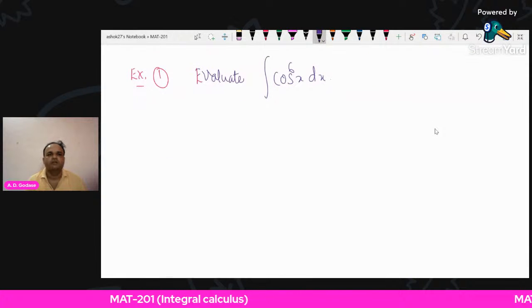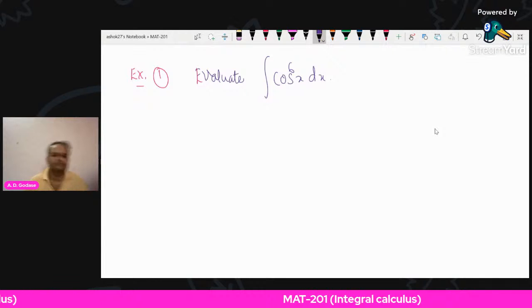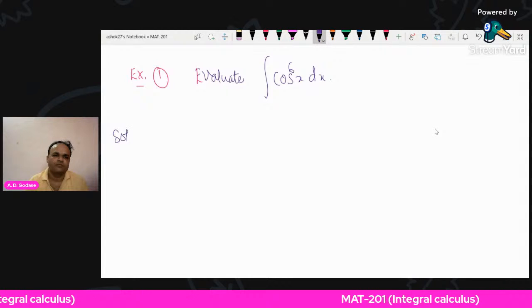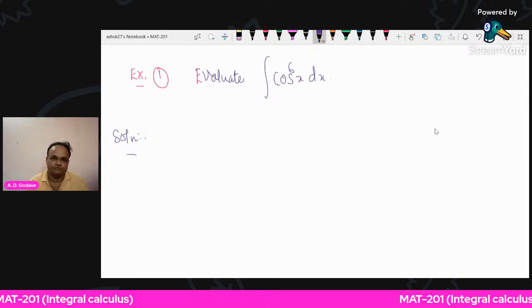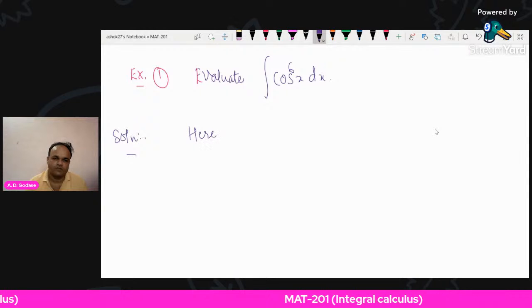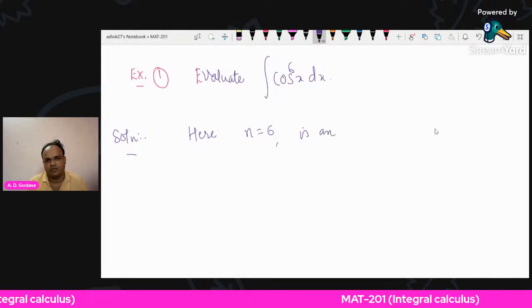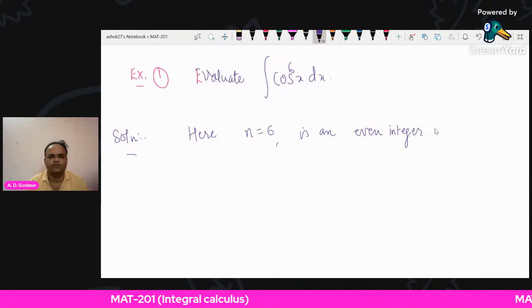So here, what is the value of n? So n is equal to 6, and which is an even integer. So we can use this reduction formula. So using this reduction formula, you can find the value of this integration. So solution. So here n equal to 6, which is an even integer. So therefore, you can use the reduction formula.